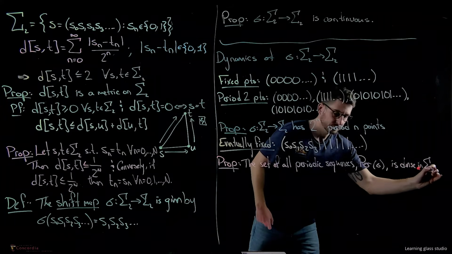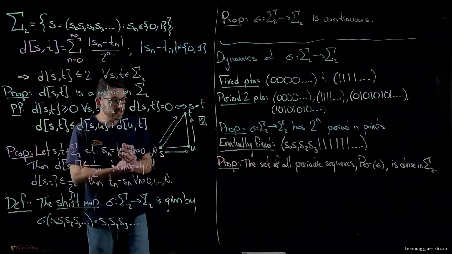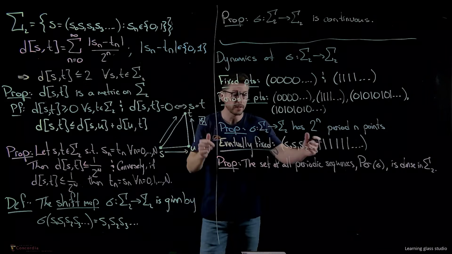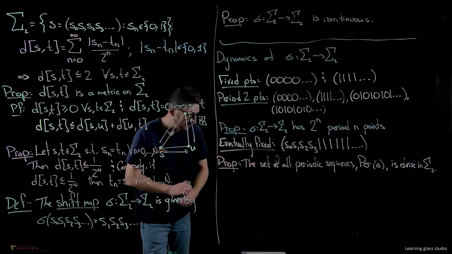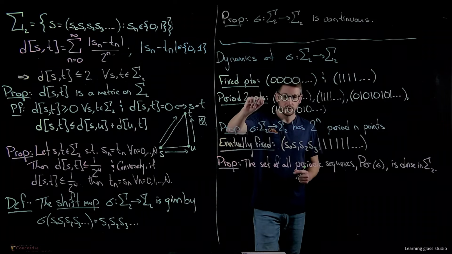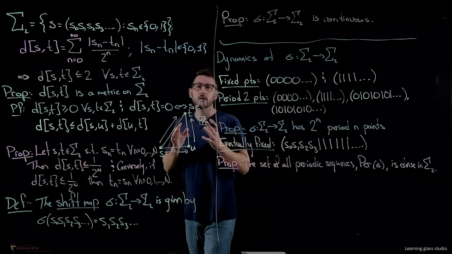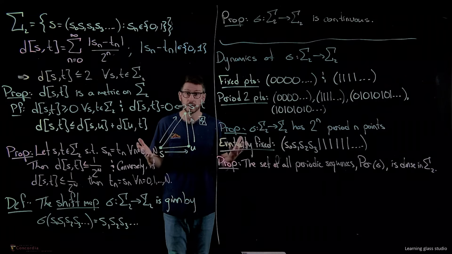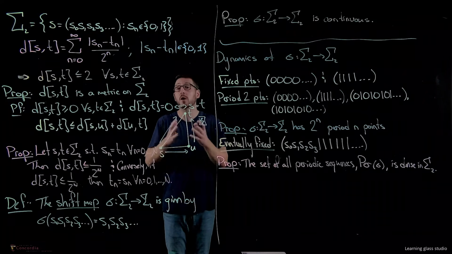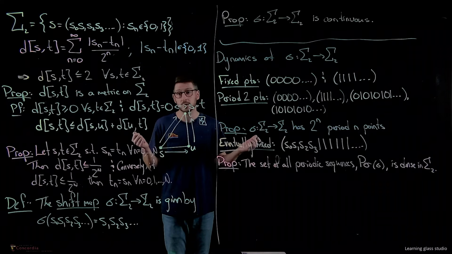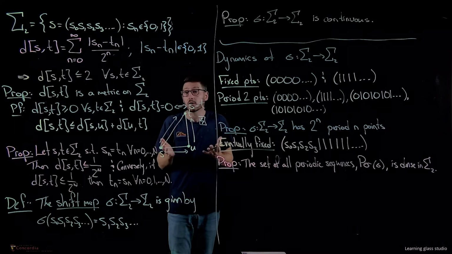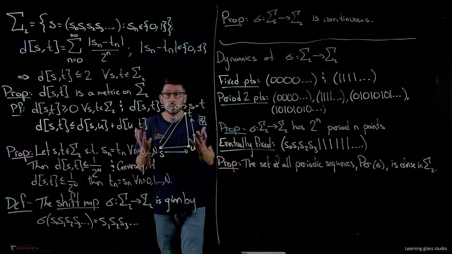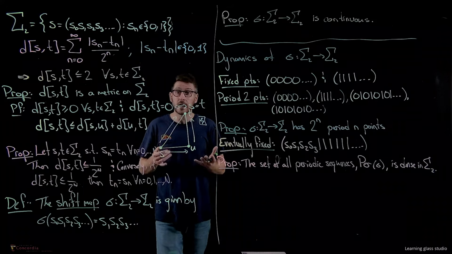It is dense in sigma 2. Now again, what does it mean to be dense? Dense means that you can approximate any single sequence in this space with a periodic point, right? The typical example of a dense set that we know is the rational numbers as opposed to the real numbers. The rational numbers are dense in the set of real numbers. We can always approximate pi to a finite decimal expansion, right? Rational numbers are essentially how computers are able to do their computing. If the rational numbers were not dense, we wouldn't be able to approximate certain numbers to certain accuracies.